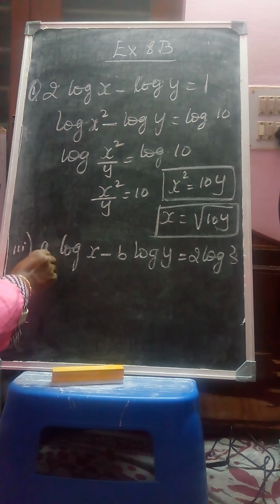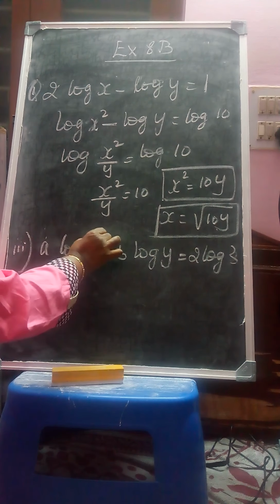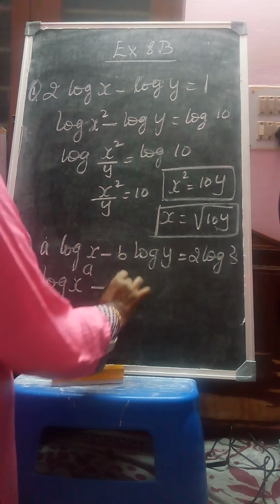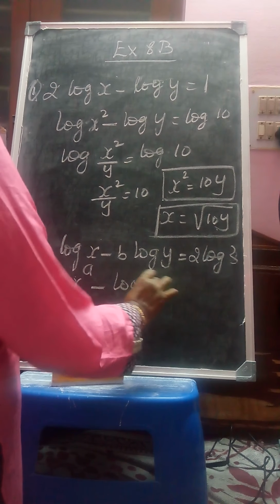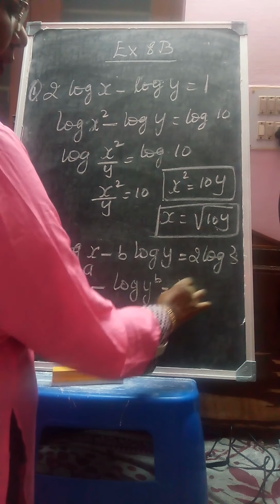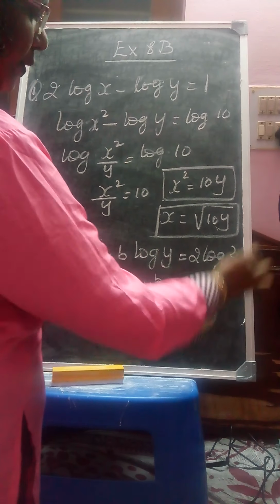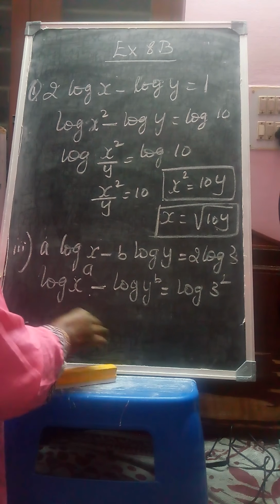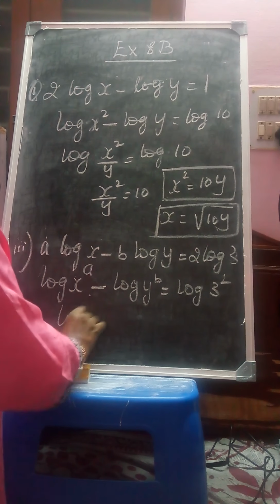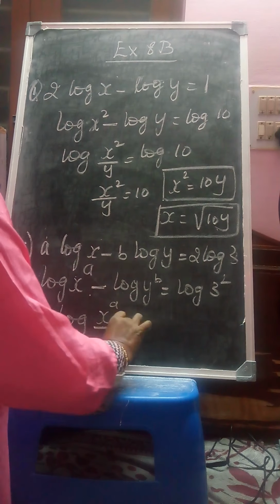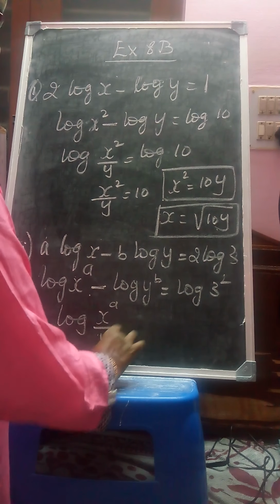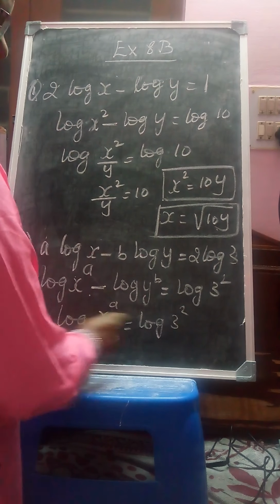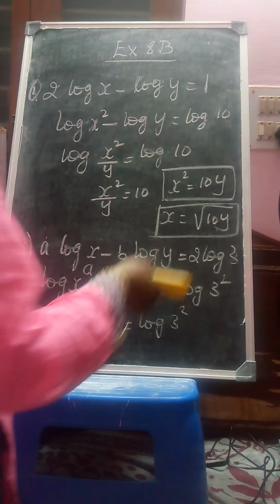Okay. Now see here. Here this a will go here as a power: log x to the power of a minus log y to the power of b is equal to log 3 to the power of 2. Now here, since there is a minus, what law will apply? It will be the quotient law. So log of x raised to the power of a by y raised to the power of b is equal to log 3 square.